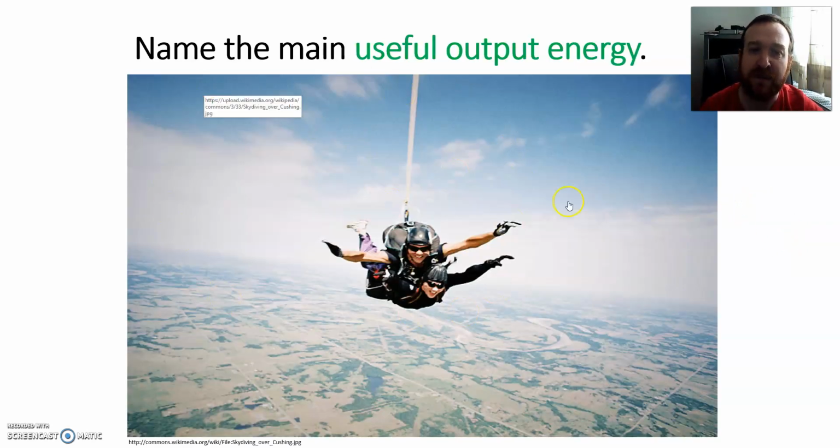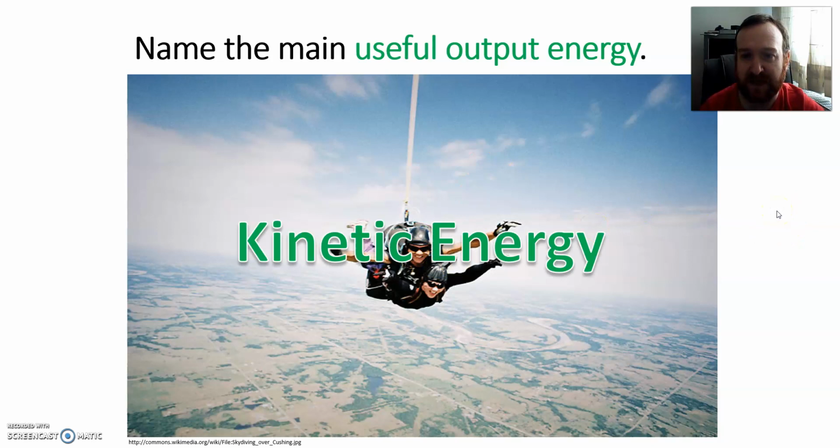What's the main useful output energy of these parachutists? Kinetic energy. They don't run out of a plane. They're transferring their gravitational energy into kinetic energy, so it's fun. So they move really fast.